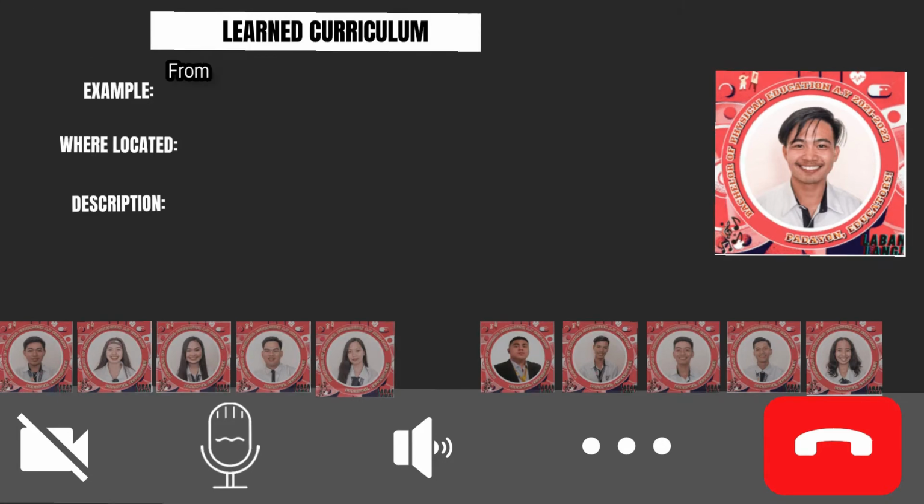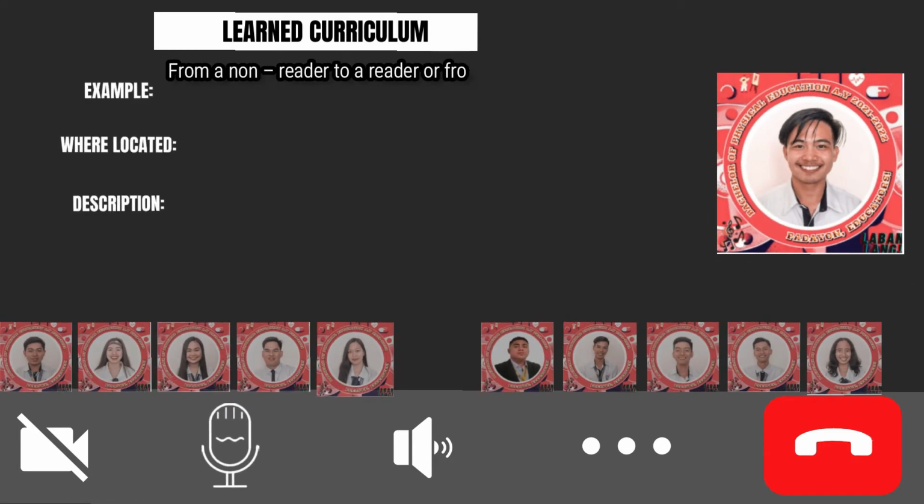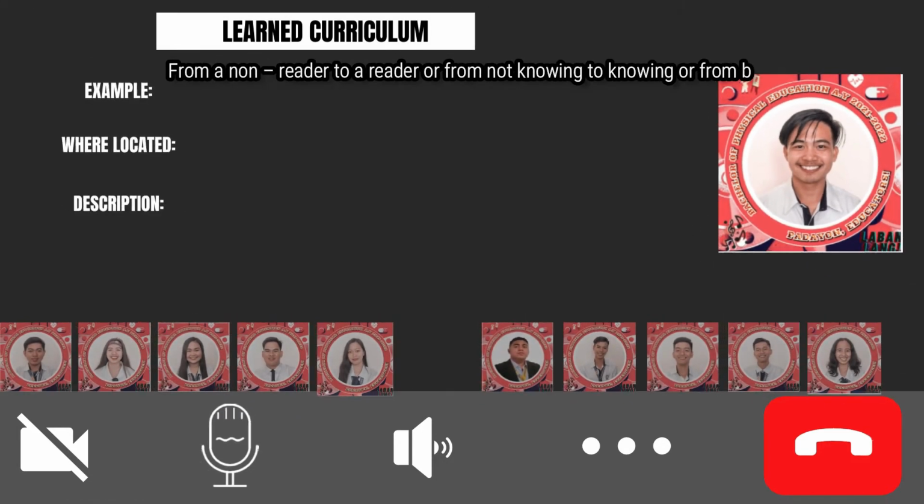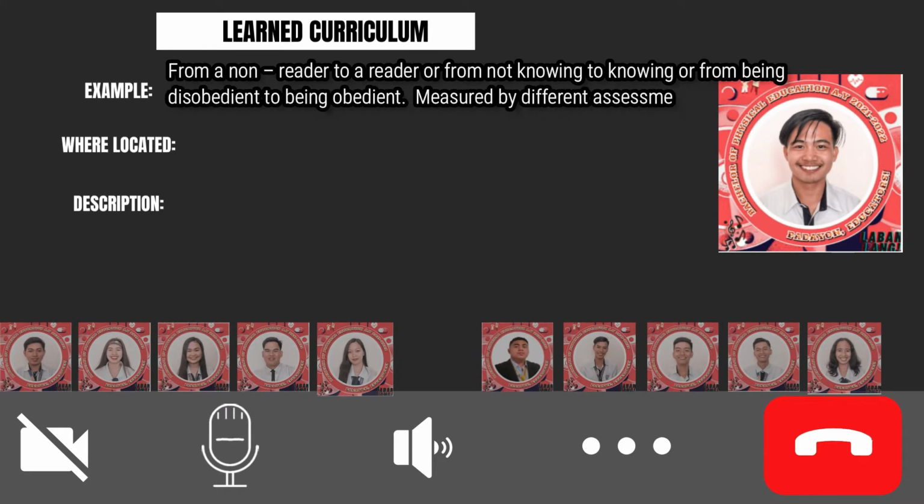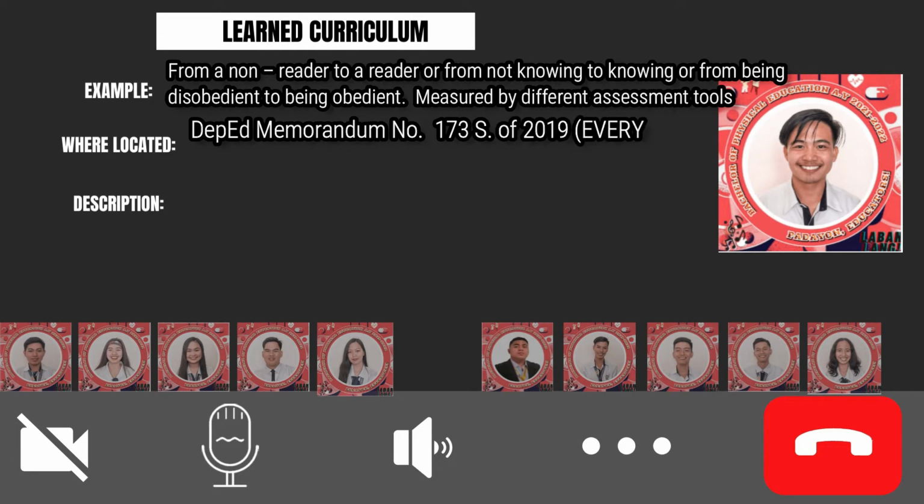Number 6. Learned curriculum. Examples of these are from a non-reader to a reader, or from not knowing to knowing, or from being disobedient to being obedient. And these are measured by different assessment tools. It is located in DepEd Memorandum No. 173 Series of 2019 or the Every Child a Reader program.